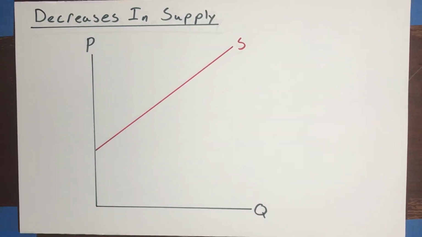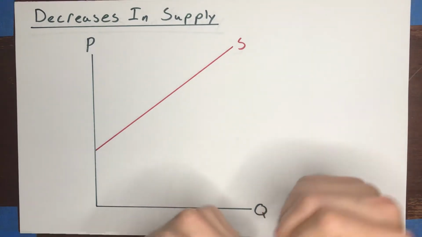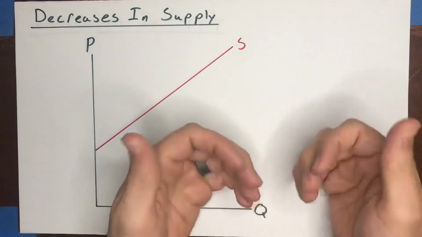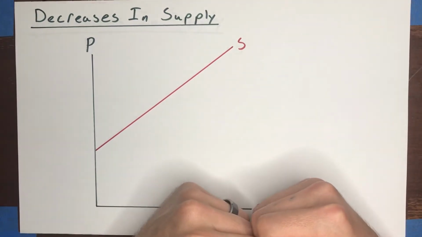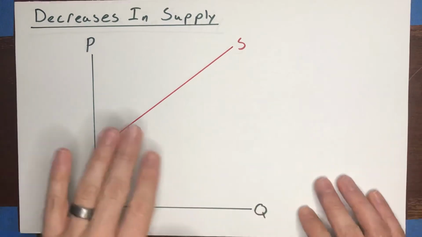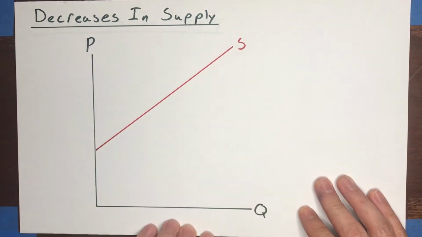Just like the demand curve, the supply curve can shift around. Underlying determinants of supply can change so that sellers become more willing to sell at a given price or less willing to sell at a given price. And that gets reflected on our graph by shifting the supply curve around.